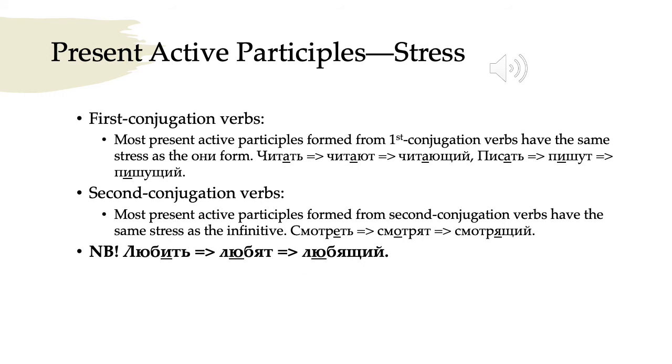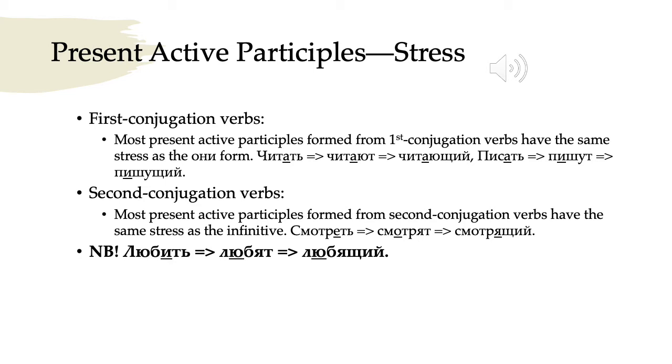If you were paying attention in that last slide, you might have noticed something funny with the stress. The stress in present active participles is a little bit weird. It is different for first conjugation and second conjugation verbs. So first conjugation verbs like читать, the stress in the participle is going to be the same as in the они form. So читать, читают, читающий. The stress is fixed on the verb form, and so the stress is also fixed in the participial form. However, писать has a shifting stress. So писать becomes они пишут, and then the participial form is пишущий, with the stress on the first syllable just as it is in the они form of the conjugated verb.